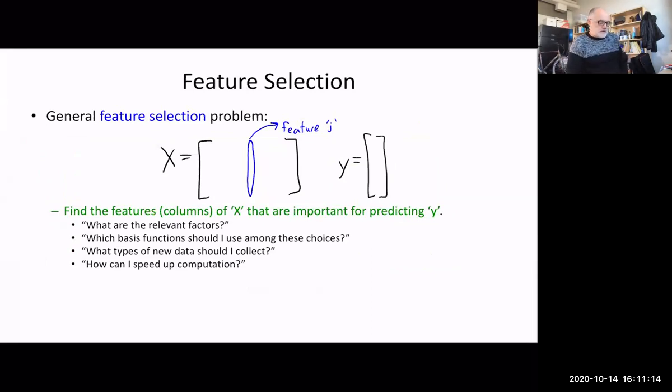So the general feature selection problem looks like this. We have our data matrix X. Really, probably in your head, you should be thinking about Z, because we're going to be saying, okay, there's a whole bunch of features that we could choose. So it could be X or Z. It doesn't really matter. We're going to choose a bunch of features, and we're going to try to decide which columns J are important for predicting Y. Right? You can say, what are the relevant factors? Which basis functions should I use amongst these choices? Which types of new data should I collect?